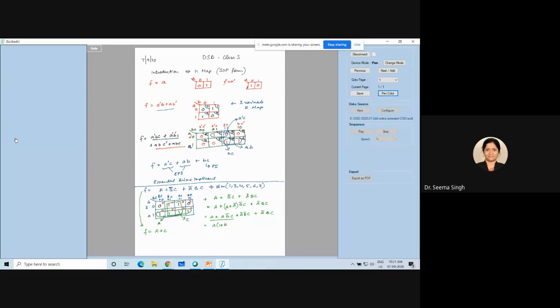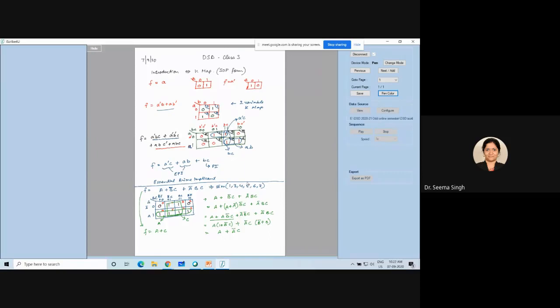When you take A common, you are left with B bar plus B. In the next two terms, you can take A bar and C common, and what is left is B bar plus B, and 1 plus BC remains as 1. 1 ANDed with A is A, and here you are left with A plus A bar C. I hope you people remember absorption law. Absorption law says when a variable and its complement is there with some other variable, the other variable gets absorbed.